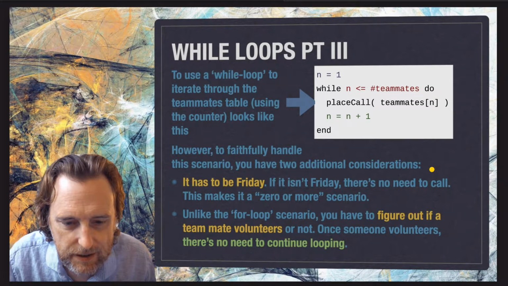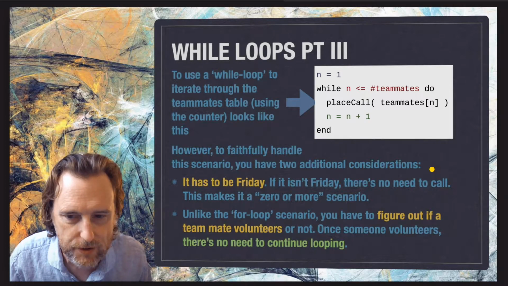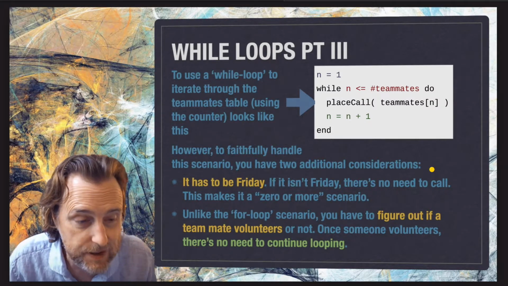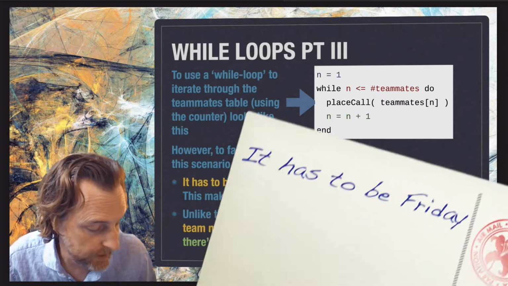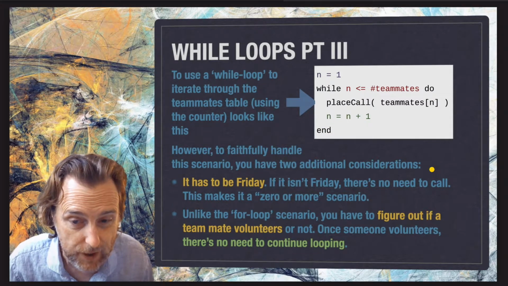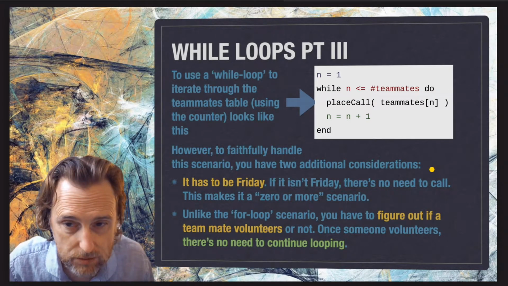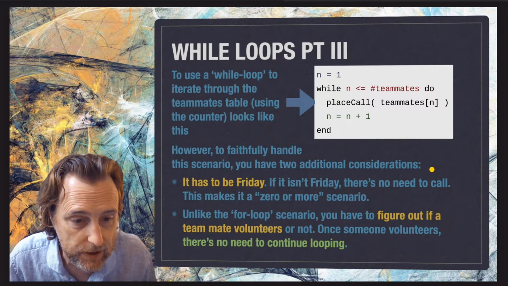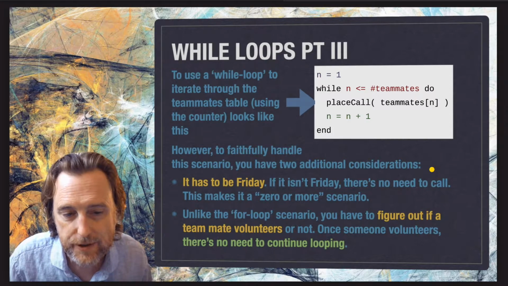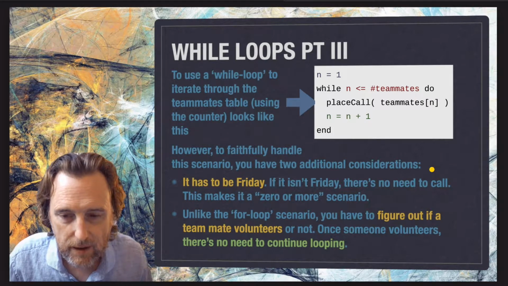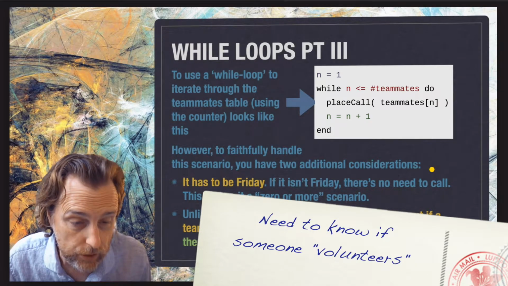Let me see. So to be faithful to our scenario, there's at least 2 things we're missing. It has to be Friday, so we need to test to see if it's Friday. If it's not Friday, there's no reason to call anybody because we don't need pizza. And then unlike the for loop where the job was just to call everybody, in this case, your goal is maybe not to call everybody.